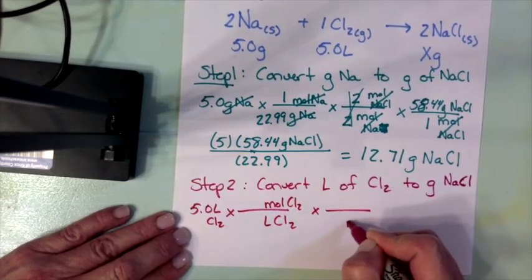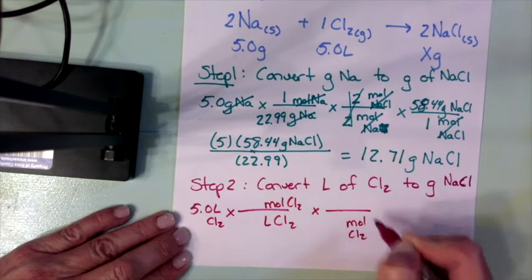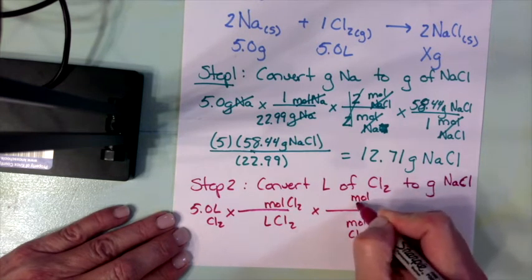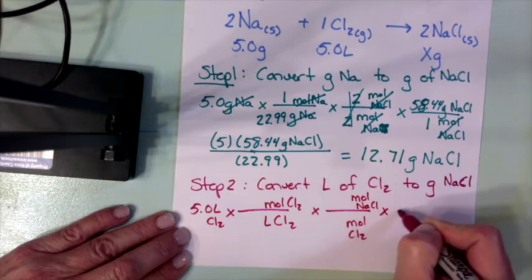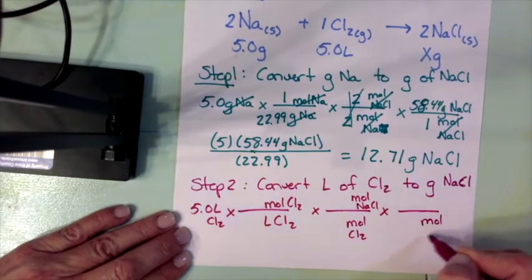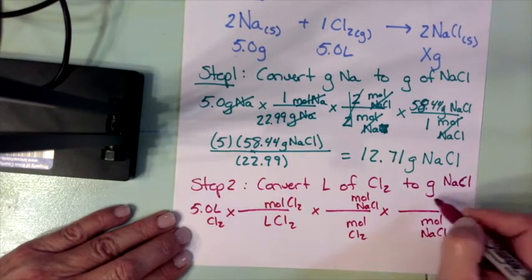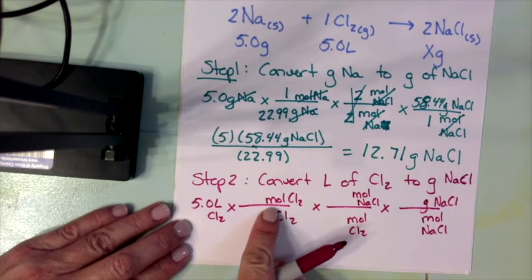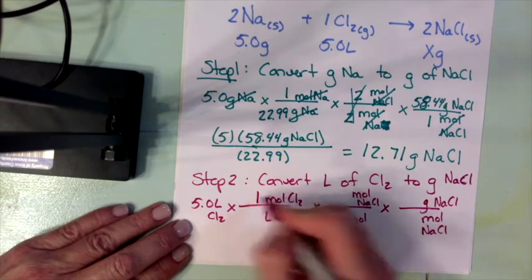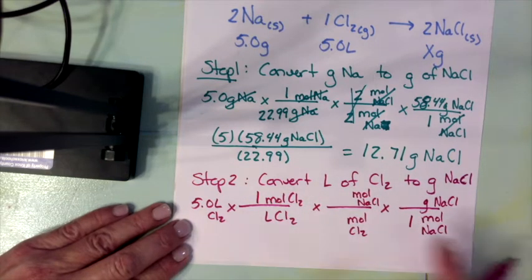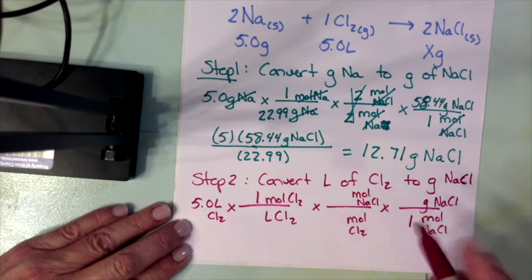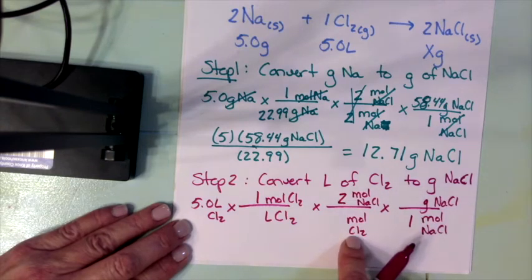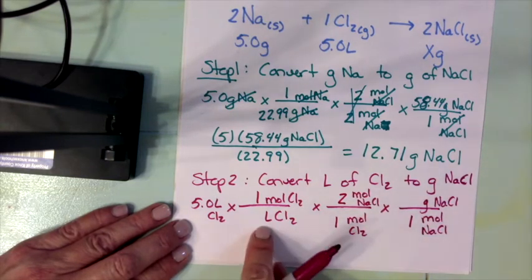Then we need to get out of moles of Cl2, and we need to get into moles of NaCl. Then we need to get out of moles of NaCl, and we need to get into grams of NaCl. So again, anytime we see mole that is with any other unit, it's just going to be 1. Our mole to mole ratio here, NaCl has a 2 in front of it, and chlorine has a 1 in front of it. Since this unit is liters, we must use the constant for gas at STP.